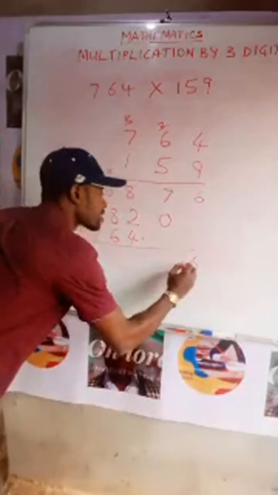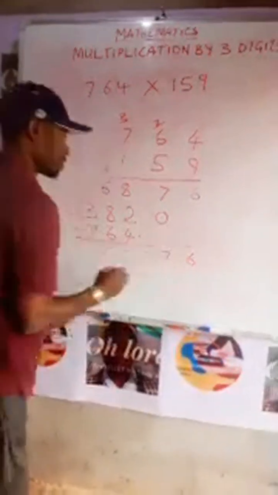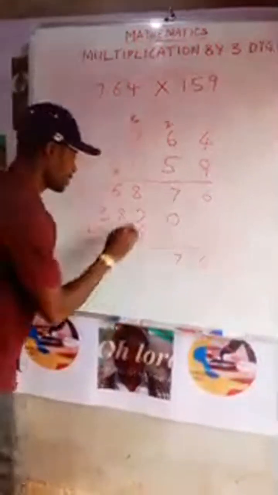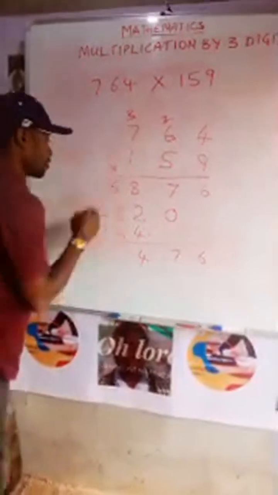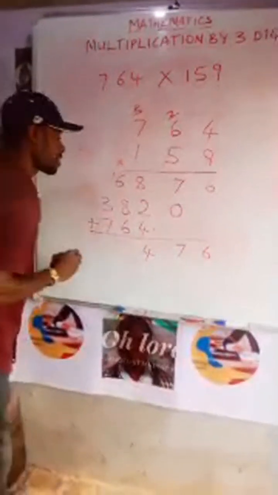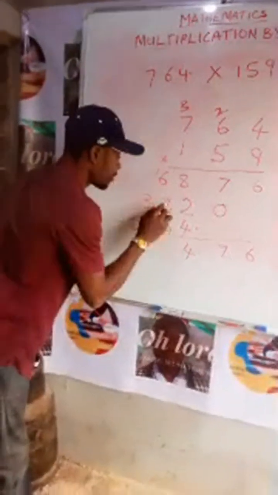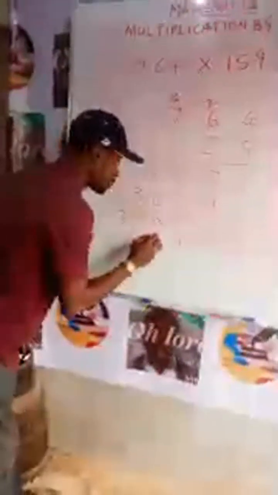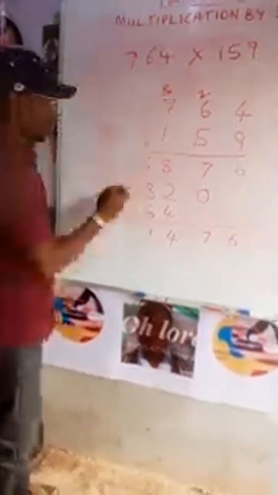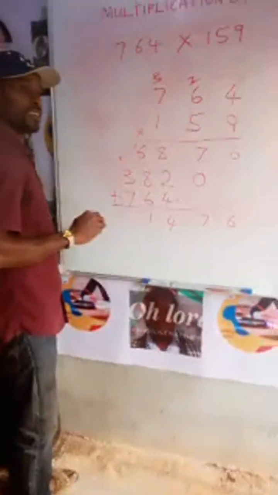Now bring down your 6. You now bring down your 7. 8 plus 2 is 10. 10 plus 4 is 14. You now carry 1. 6 plus 1 is 7. 7 plus 8, 15. 15 plus 6, 21. You carry 2. 3 plus 2 is 5. 5 plus 7 is 12. So that's your answer. We have 121,476.